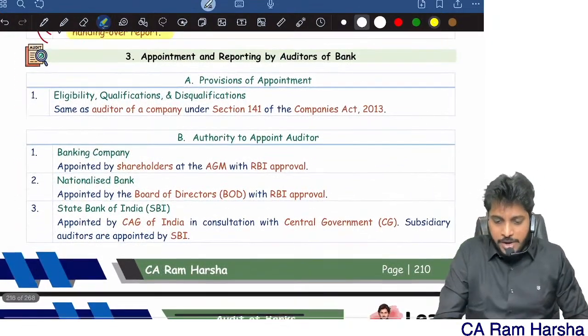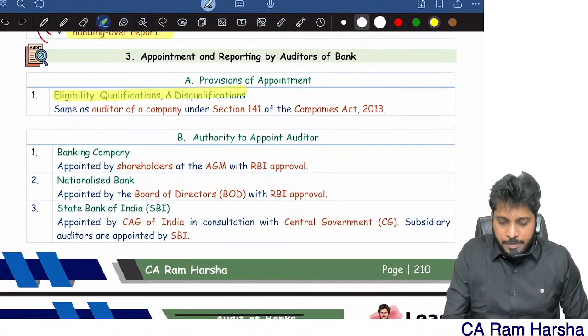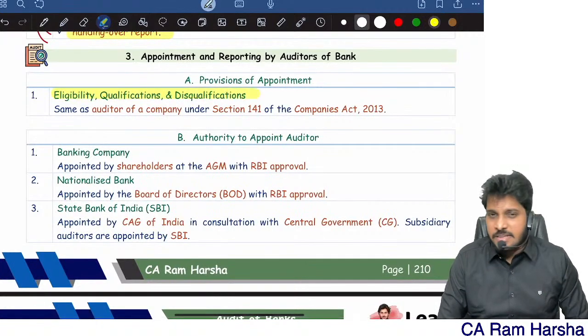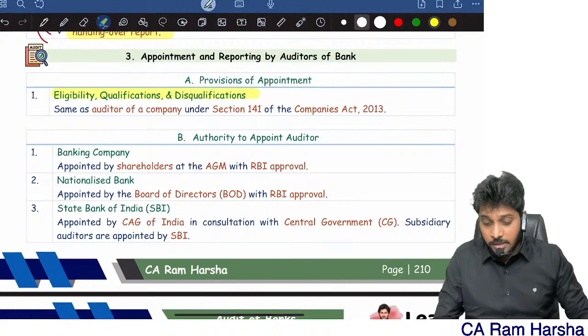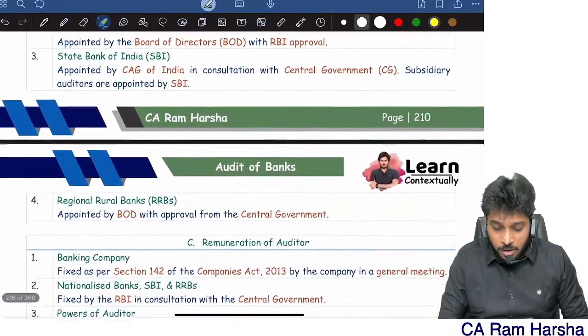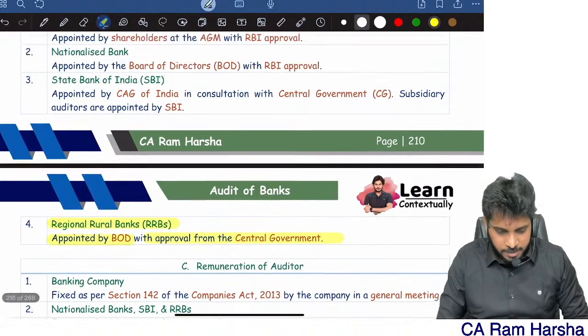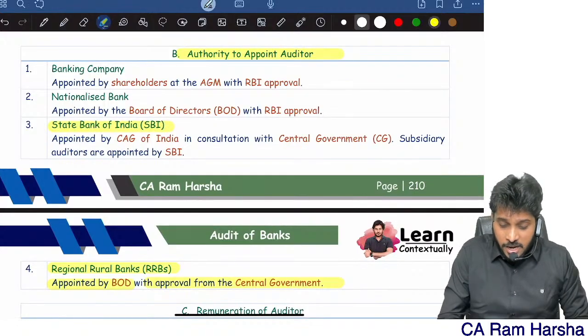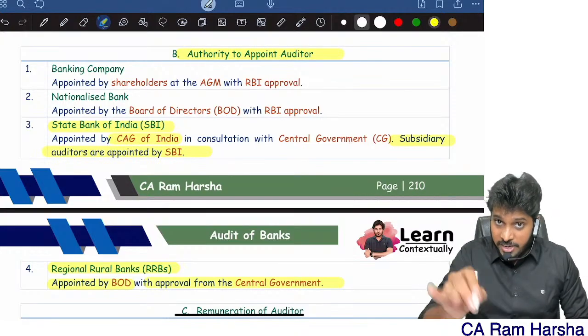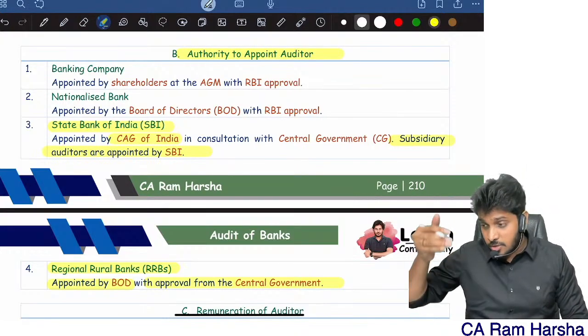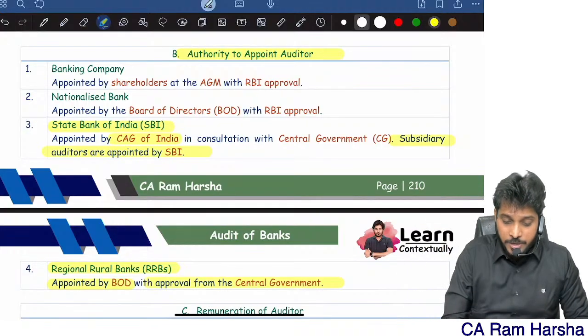Next, appointment of the auditor. Companies Act, qualifications, disqualifications, everything is as per the Companies Act only. Further, who will appoint the auditor? For regional rural banks, the board of directors will appoint after taking approval from the central government. For State Bank of India, C&AG will appoint. Subsidiary auditors are appointed directly by State Bank of India itself. SBI has some subsidiaries; their auditors will be appointed directly by SBI.